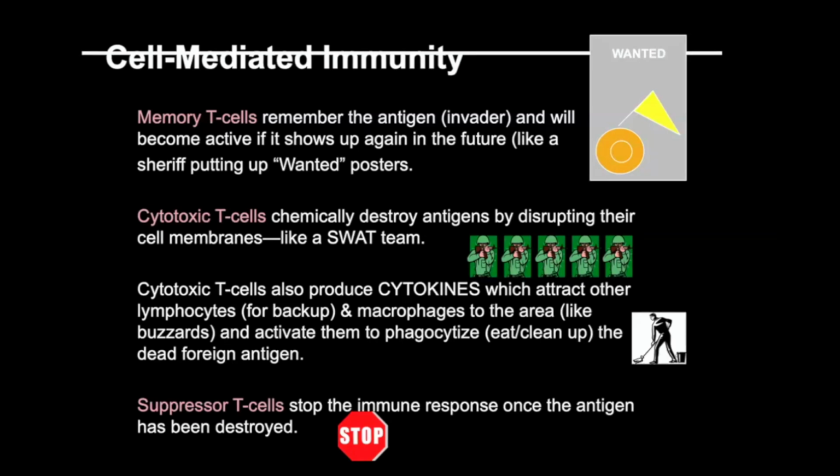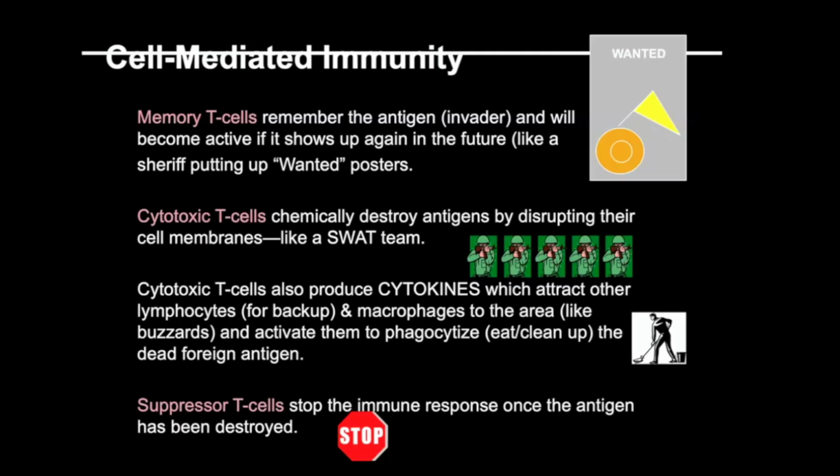The cytotoxic T cells are the ones who actually kill off the invader. They chemically destroy him by punching a hole in the cell membrane and killing him, just like a SWAT team. So that's what the cytotoxic T cells do. Now, we talked about this a second ago. They also produce cytokines that attract other white blood cells to the area. Remember, they put out this perfume or this smell, this chemical, and that will attract other white blood cells to come to the area. We need some help up here.